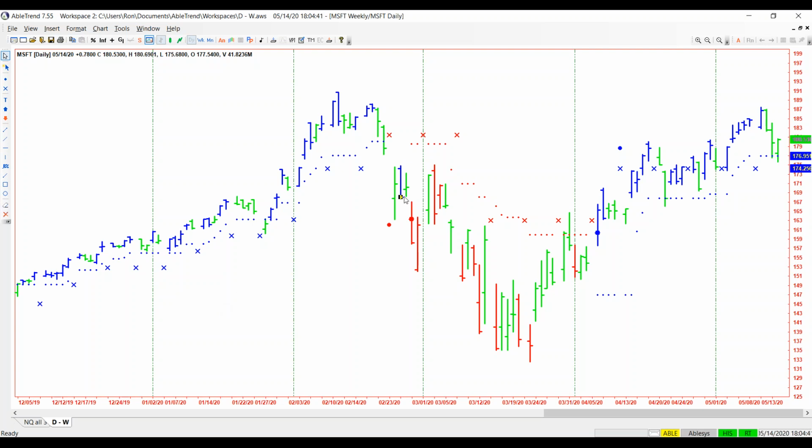So let's jump in and take a look. And this is a Microsoft chart, a daily, weekly chart. I also like for swing trading, 130-minute daily. That's a good swing trading chart. But let's take a look at the little longer term.